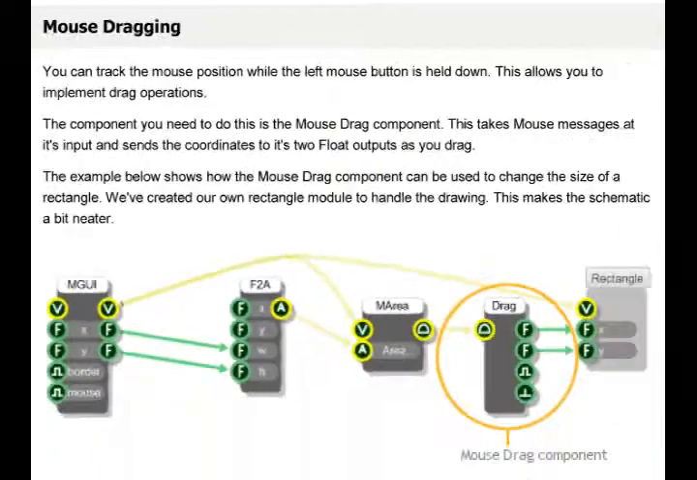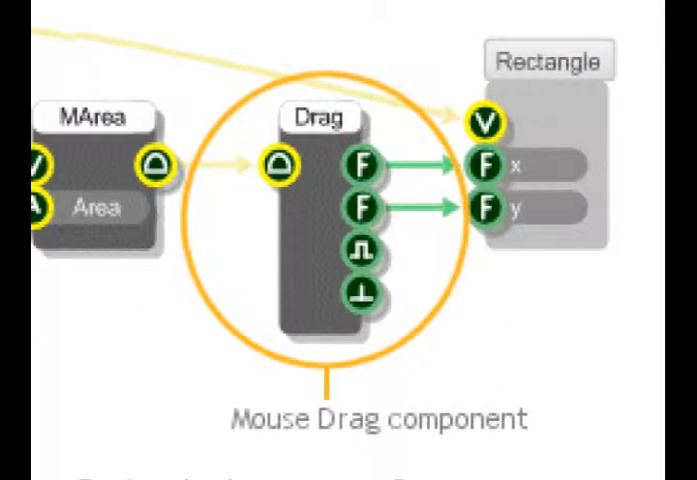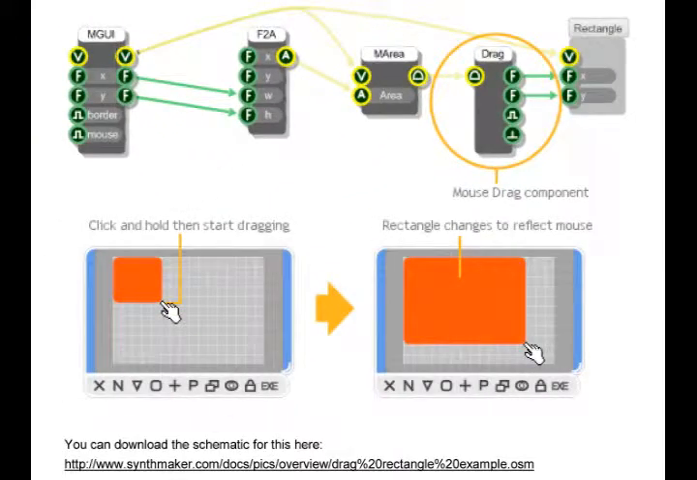Mouse dragging. You can track the mouse position while the left mouse button is held down. This allows you to implement drag operations. The component you need to do this is the mouse drag component. This takes mouse messages at its input and sends the coordinates to its two float outputs as you drag. The example below shows how the mouse drag component can be used to change the size of the rectangle.